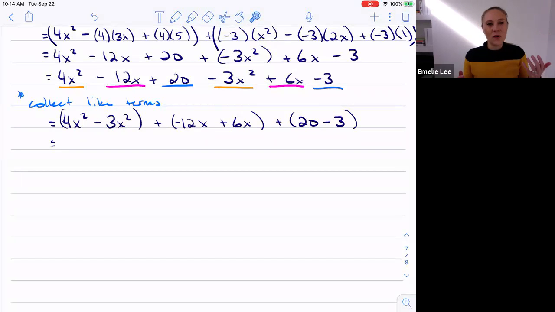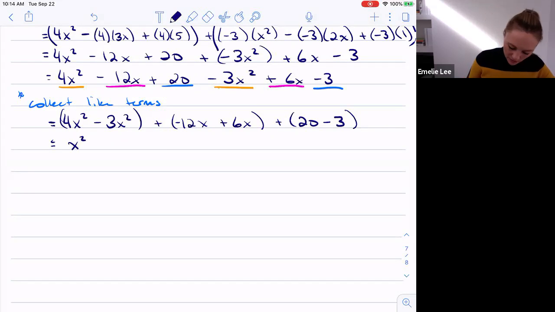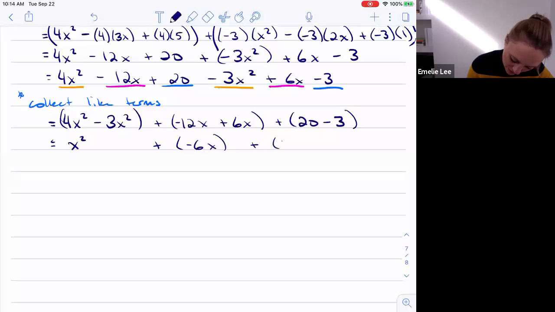But what you can do, once you've collected these like terms, is just look at the coefficients and say how they would behave. So 4 minus 3 is 1. So then I'm just left with x squared plus negative 12x plus 6x. Same thing, I'm pulling out a common x and then just dealing with the coefficients. But if you just want to read it as negative 12x plus 6x, then you know you've got negative 6x plus 20 minus 3.